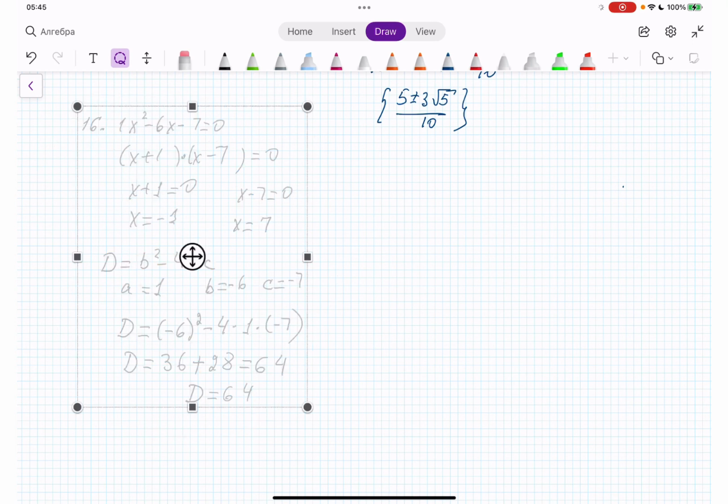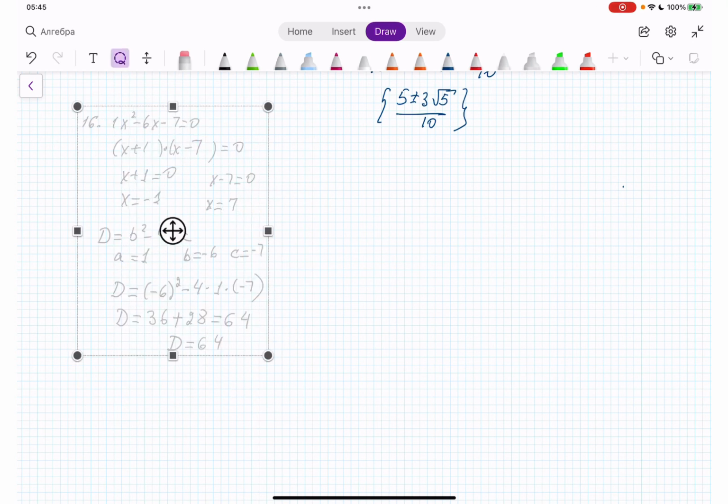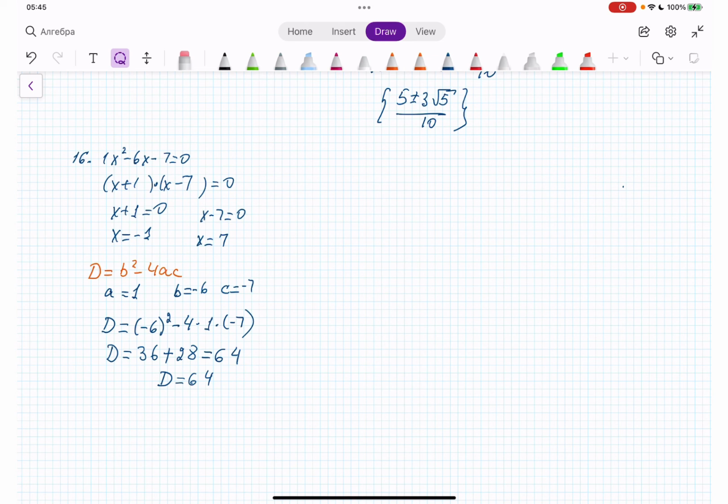Okie dokie. Moving to number 17. We have, in this case, absolute value. Question number 17: absolute value of x is equal to 12.